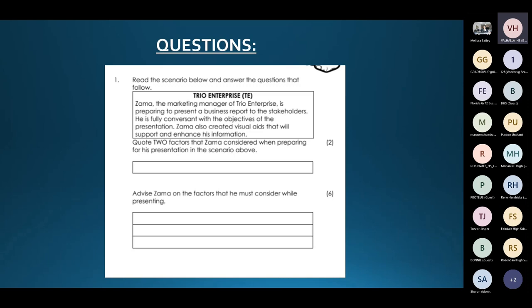I hope that the system is not going to crash if they just continue to give me answers in that way, because I just love it if you give me the answers in that way. Can I give you 2 minutes, and then you can also give me your answers in the chat. So only these two for now, all right? The two factors that Zammer considered when preparing for his presentation, and the second one is where you need to advise him on the factors that he must consider while presenting. Your 2 minutes starting now.